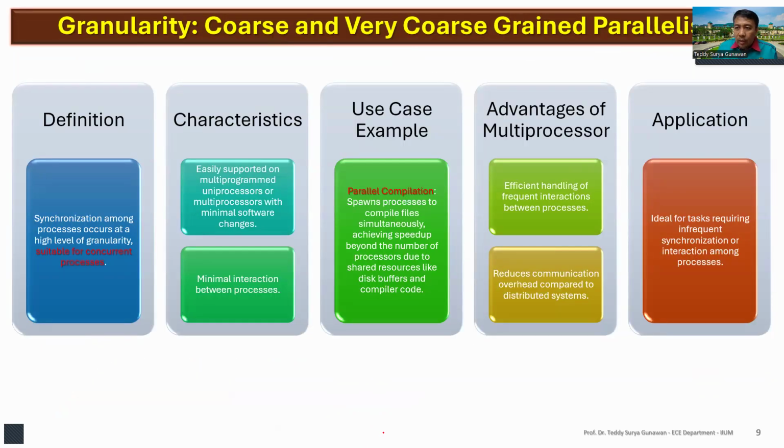Coarse and very coarse grain parallelism. Remember, very coarse is the distributed, and coarse is the multiprocess, multiprocessing. So there is synchronization among processes. Normally we are at the process level. This is suitable for concurrent processes. You open multiple processes at once. This is easily supported by a multi-program uniprocessor.